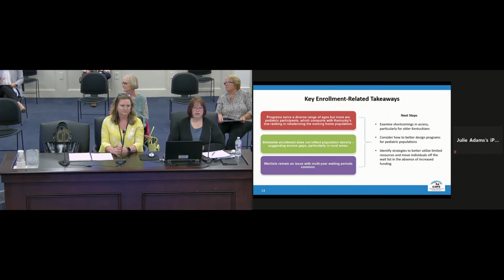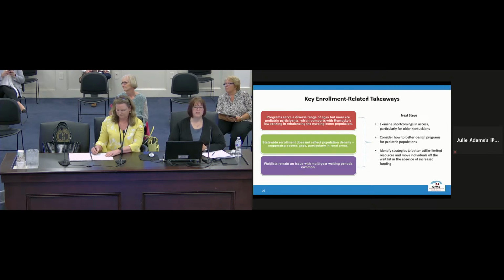So key takeaways. Our programs serve a diverse range of ages. We have a lot of pediatric patients. Statewide enrollment does not reflect the population density, suggesting there's access gaps, particularly in rural areas. That points to a lot of our issues with having providers, and our wait lists remain an issue. However, I am proud to say that for both ABI waivers, we no longer have a wait list for either one and have been able to maintain that now.